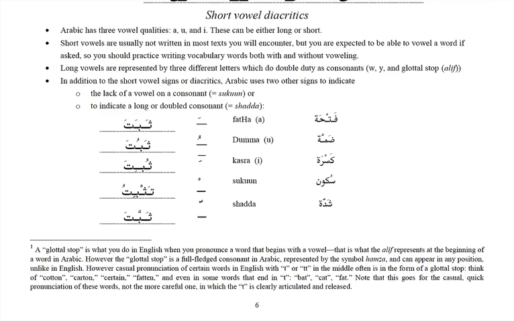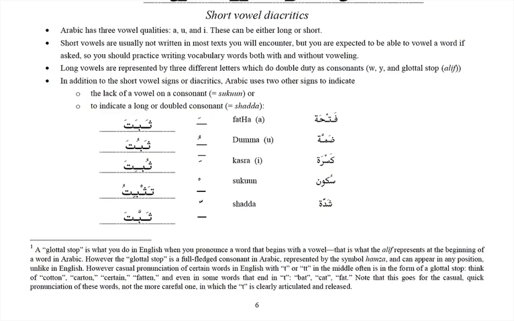There are 3 vowel qualities in Arabic and 2 vowel lengths. The vowel lengths are long and short. The long vowels are written with a letter of the Arabic alphabet. You are learning one of them in this lesson. The A, the alif, stands for long A sound.